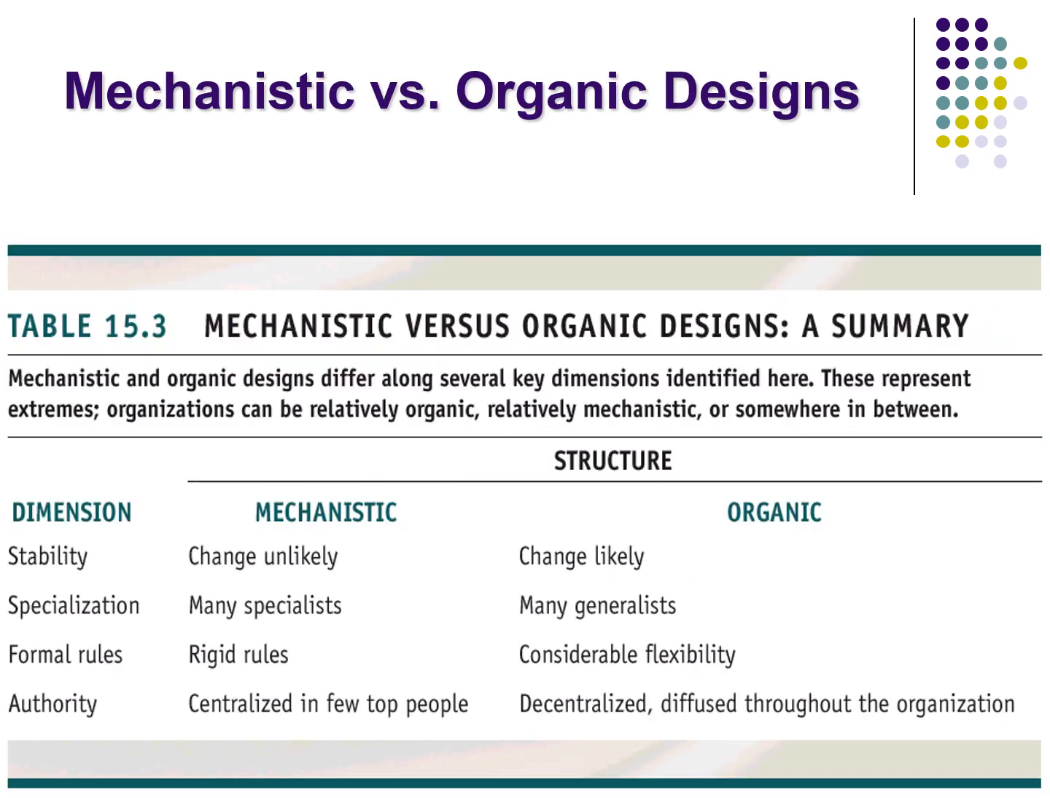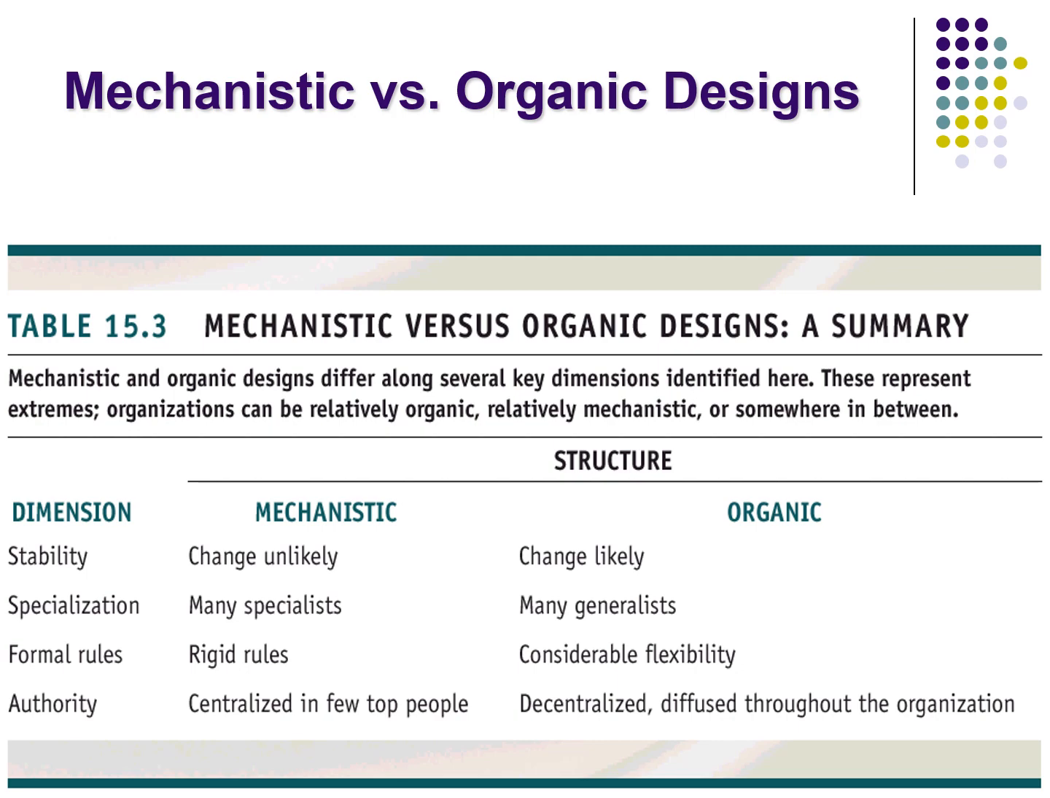So broadly, just taking a look at mechanistic versus organic designs. When we look at the structure, we're looking at stability, specialization, formal rules, and authority. And for the mechanistic organization, we see that change is unlikely. In other words, it's going to be a stable environment. There is a requirement for specialization for the organization to succeed.